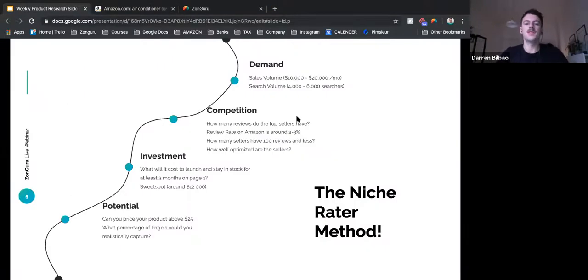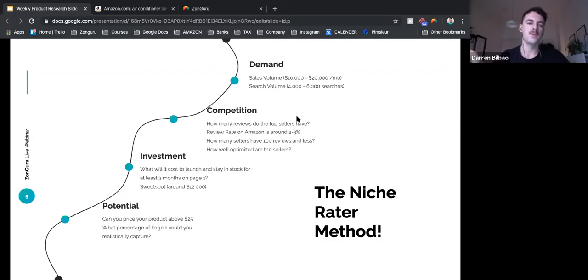Anyway, onto the niche rater method. The niche rater method is made up of 4 different parts: demand, competition, investment, and potential. So what is demand? Demand is whether people actually want your product. We base that off search volume and sales volume. So we like to look for products that are, like I said before, around that $10,000 a month mark up until around $20,000 a month plus.